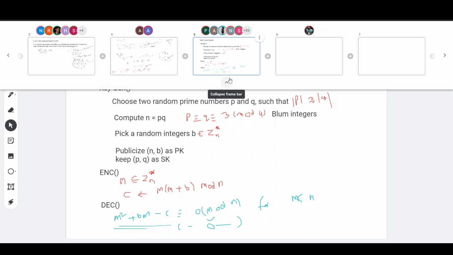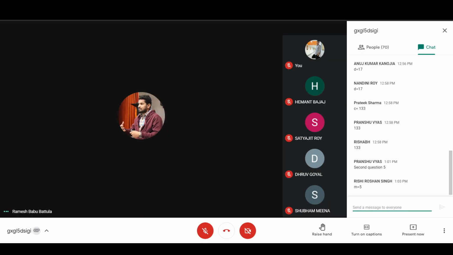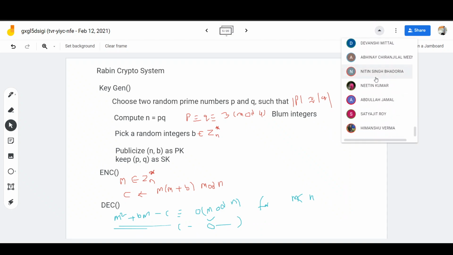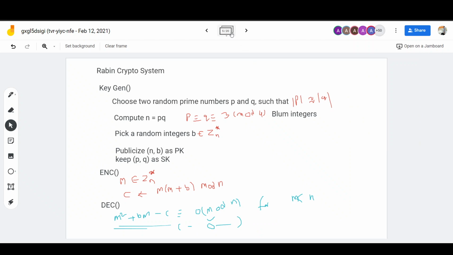Tomorrow we will discuss this. Next class we will solve a simple problem on the Rabin cryptosystem. And there are other public key crypto algorithms; we will discuss them in the next class. Any questions from any one of you? If you have questions right now, you may post them.